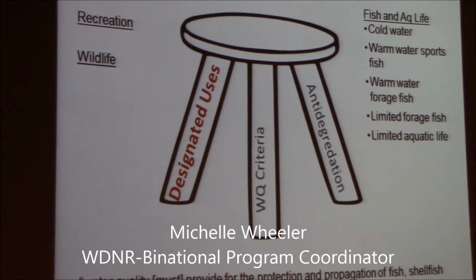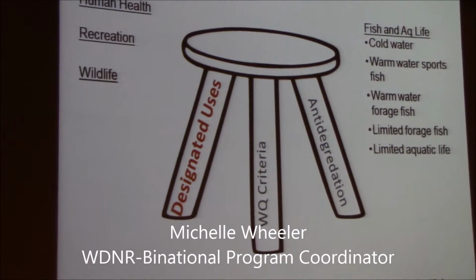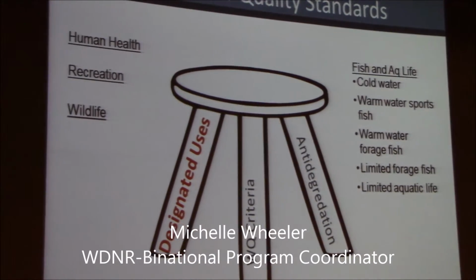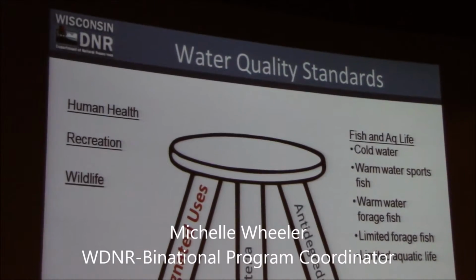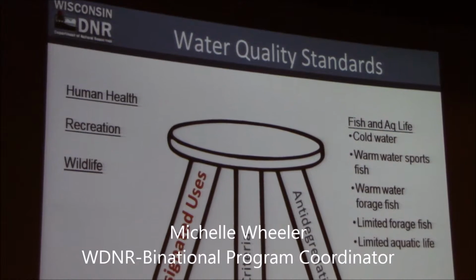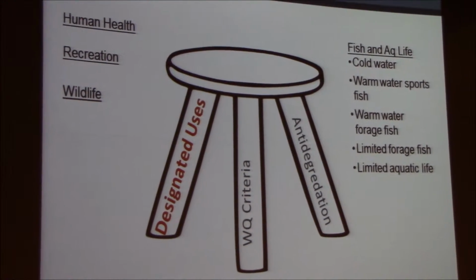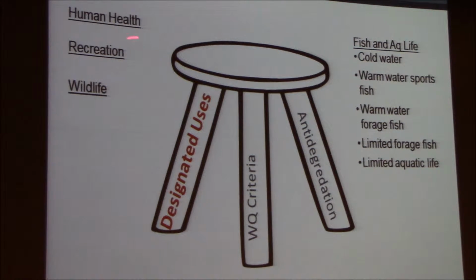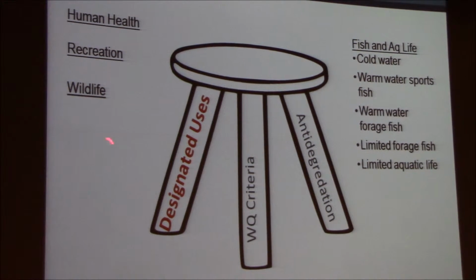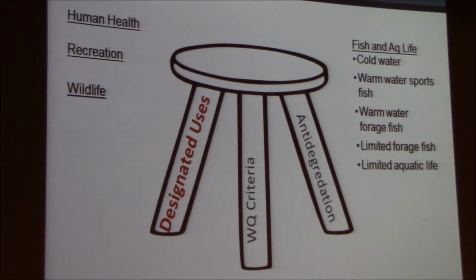The first one is designated uses. What this means is for all of the waters in the state, we identify what the designated use for that water is, and that use can be by people, how people use that water. It also can be by how the critters that live there use that water. And so we can have designated uses for human health. Can we eat the fish? Recreation, can we swim in that water? Wildlife, who uses it, amphibians and other kind of terrestrial aquatic species.